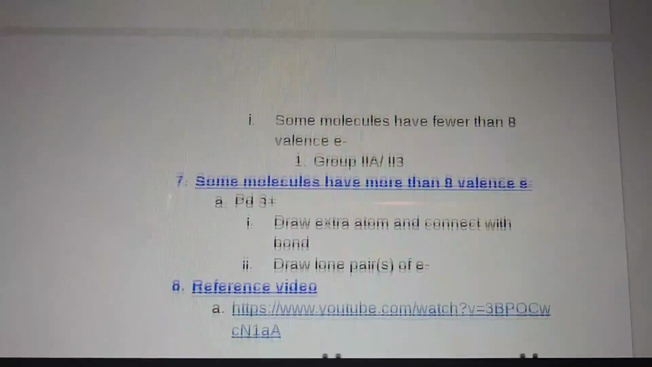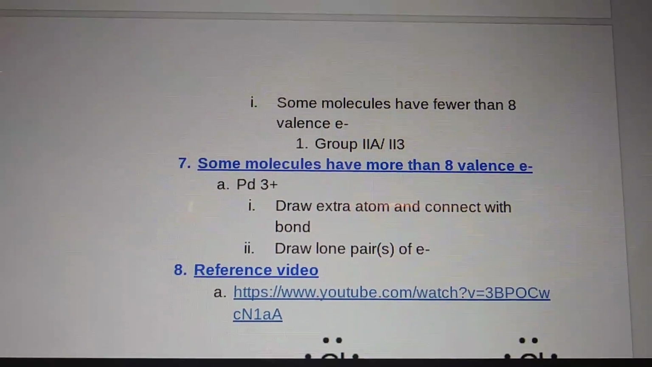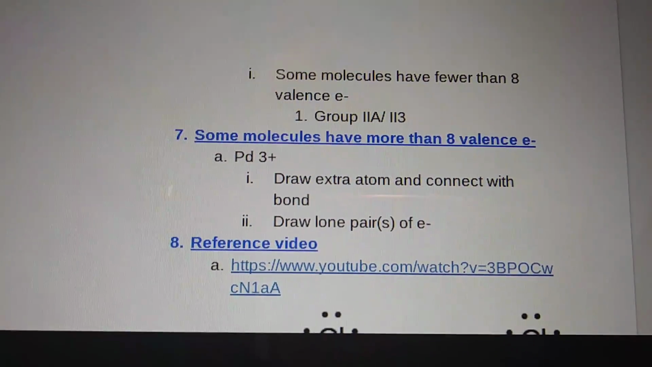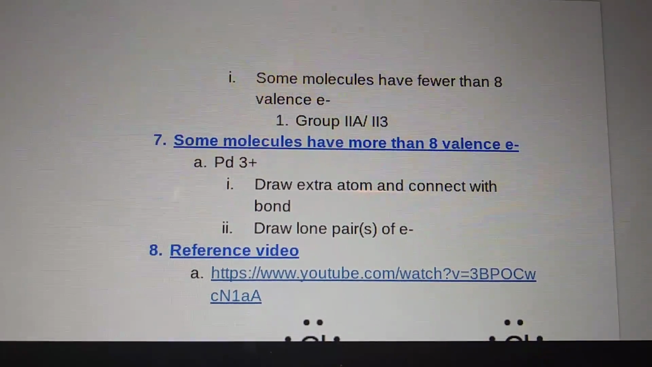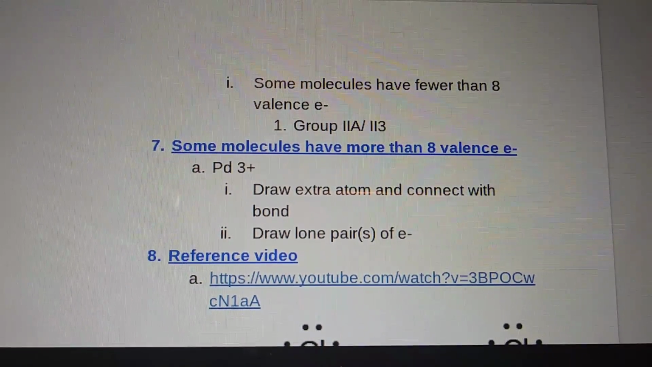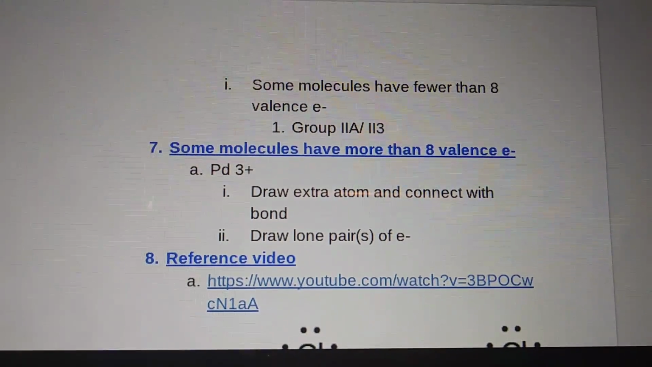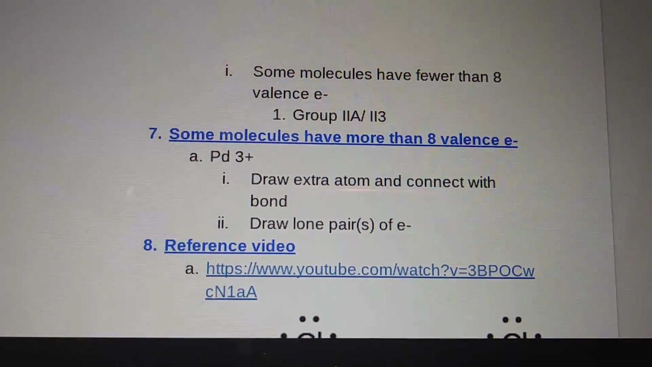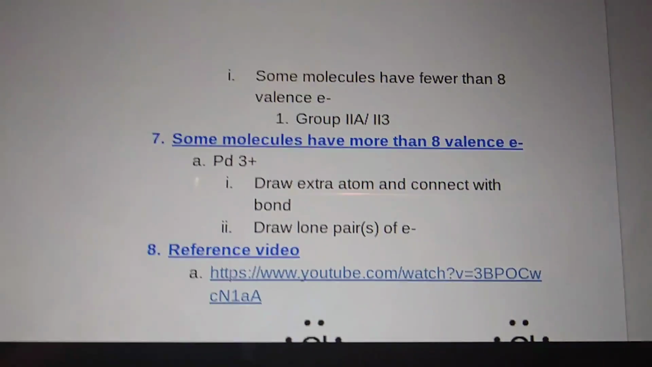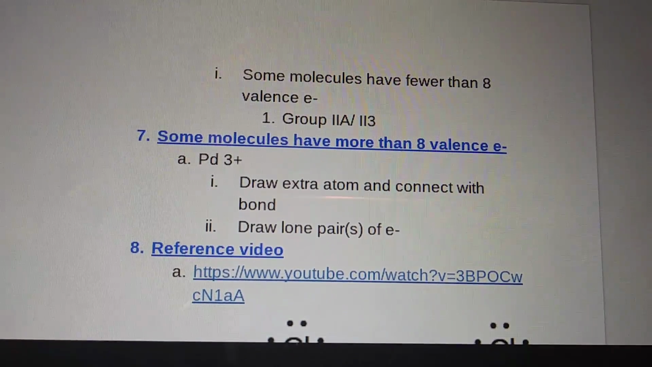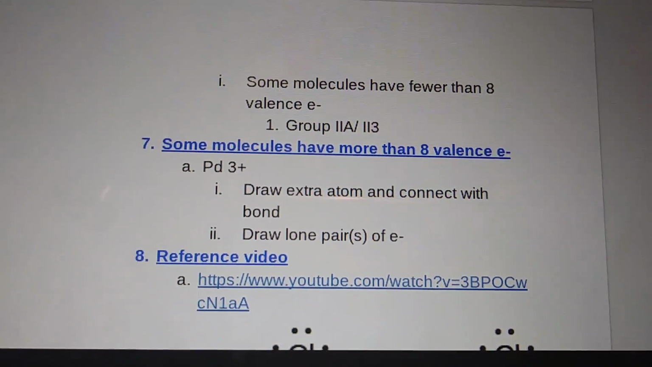Some molecules have more than 8 valence electrons. If that happens, you would just draw an extra atom and connect it with usually a single bond, or you can just draw a lone pair or lone pairs of electrons.